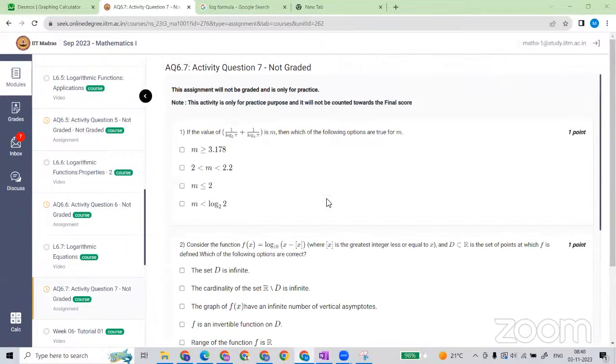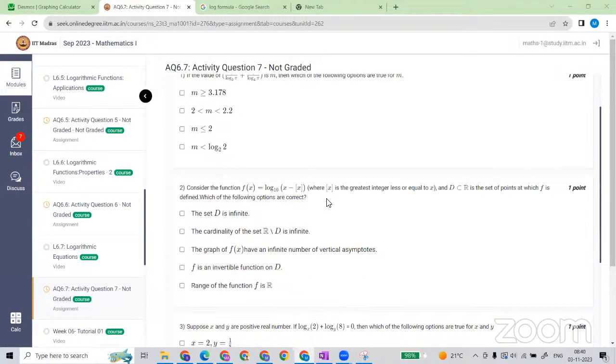Sir, question number 2, the third choice they have given: we can get an infinite number of vertical asymptotes, but we will get only one asymptote.